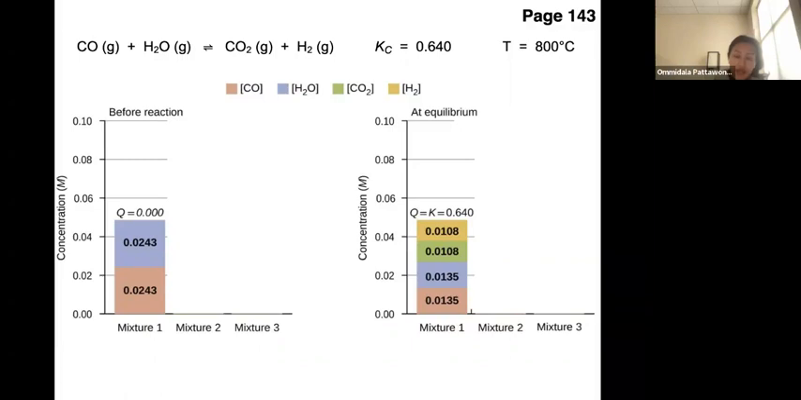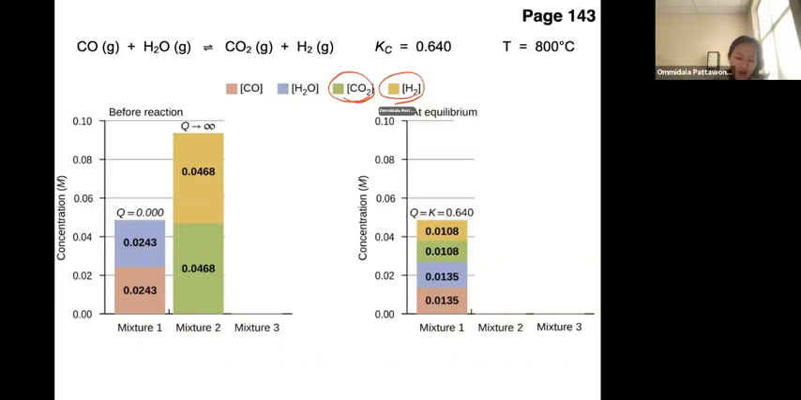As you learned previously, equilibrium can be achieved from both directions. That means we can also achieve equilibrium by starting with just the product. So mixture two contains only the product. The reason the value of Q is infinity is that Q is the ratio between the product over the reactant, and in this case you don't have any reactant at all.